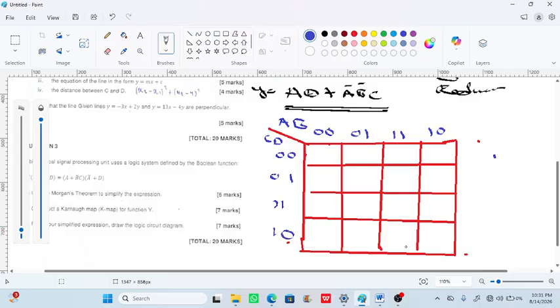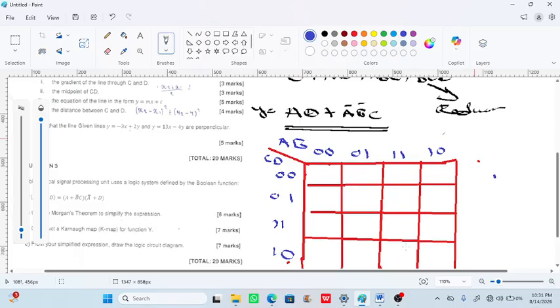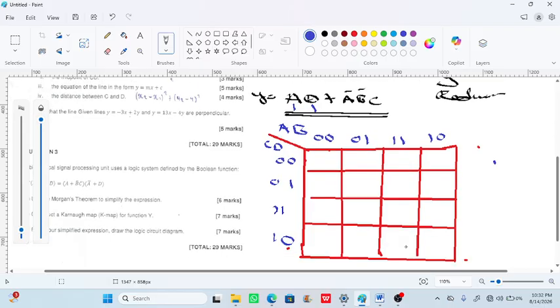If we look at the function that we have for y, y is equal to AD plus A prime B prime C. Where there's A, we put 1. If it is a prime, meaning not A, not B, not C, we put 0. So where is A? In the map, we work from where A is 1.